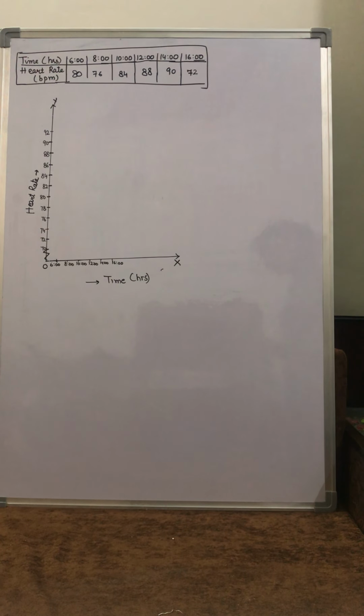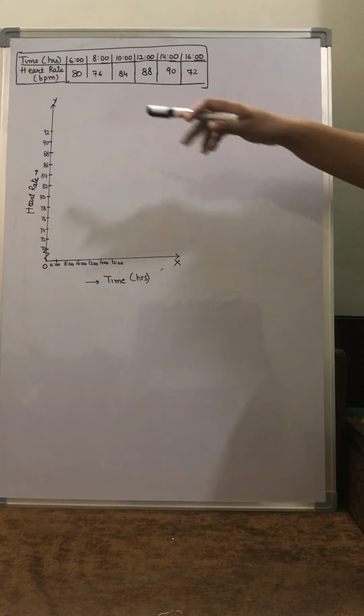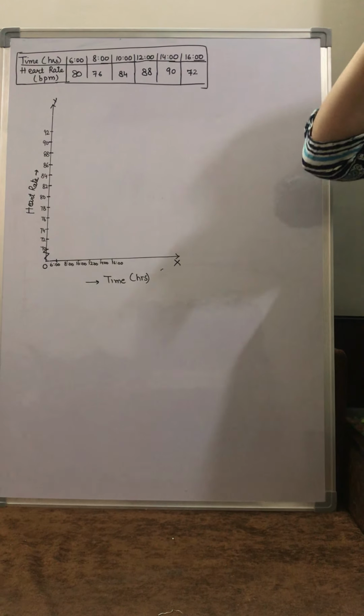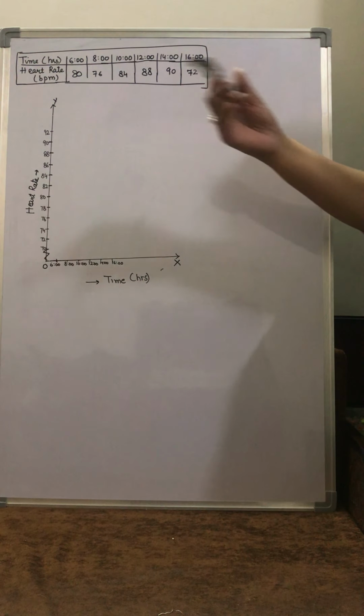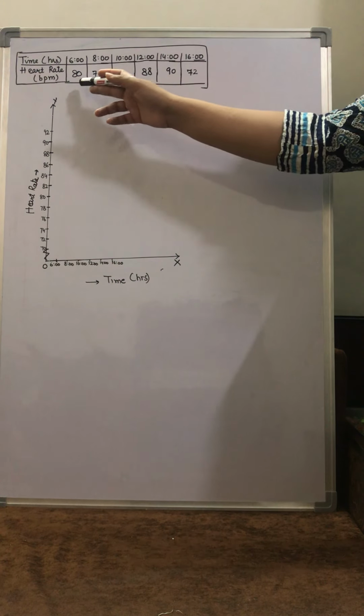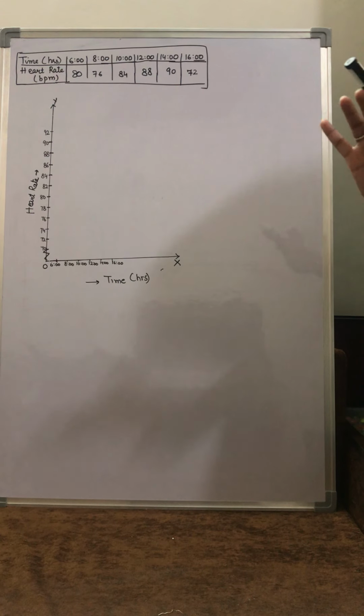So hello class 8th, and now we are doing our example number 2. Here you can see in the table I have been given two parameters, time in hours and heart rates in beats per minute. The question goes like this, that at different intervals of time the heart rate of a patient was being monitored and we have to plot the graph.